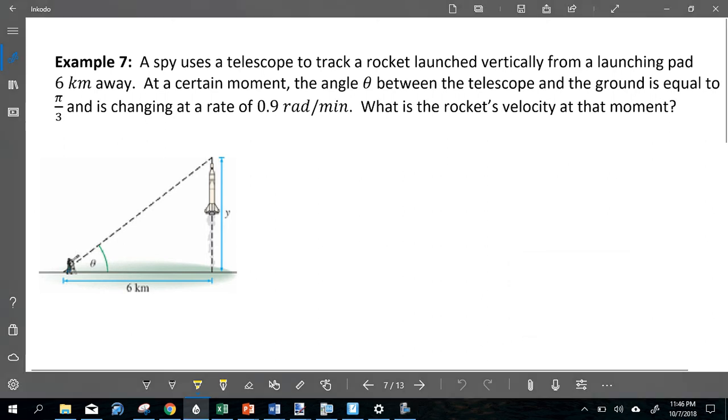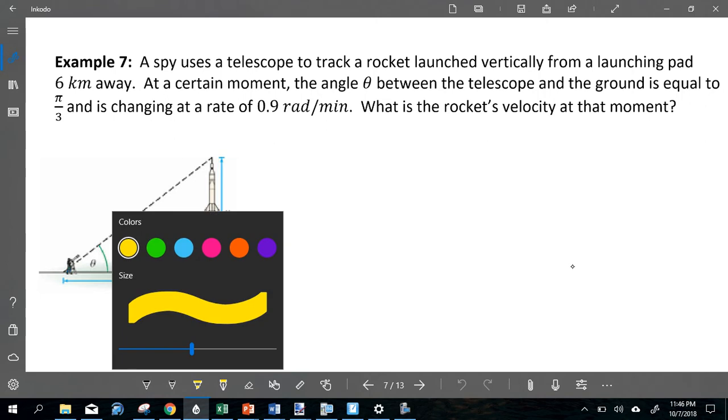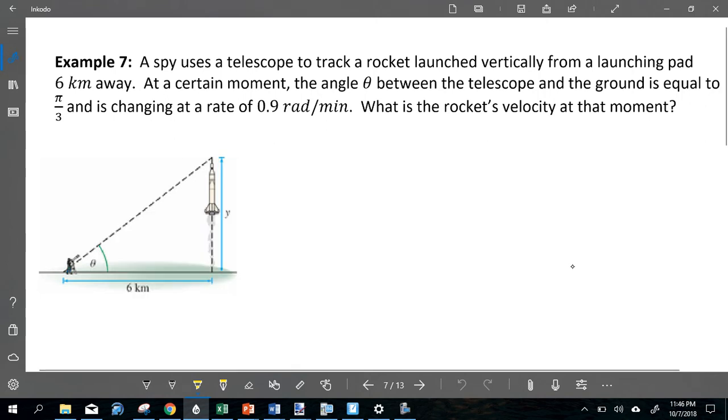Okay, so a spy uses a telescope to track a rocket launched vertically from the launching pad 6 kilometers away. At a certain moment, the angle between the telescope and the ground is equal to pi over 3 and is changing at a rate of 0.9 radians per minute. What is the rocket's velocity at that moment? So the ultimate thing we're looking for is the rocket's velocity.